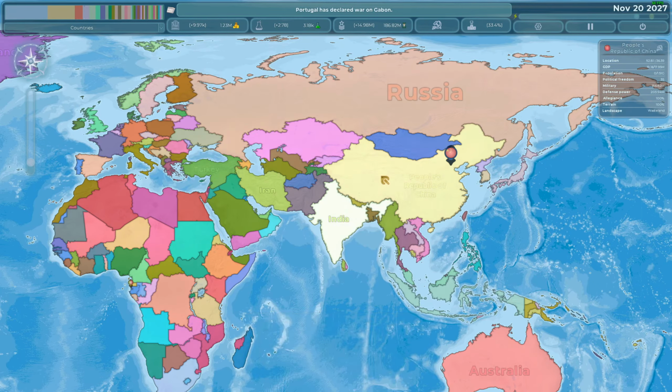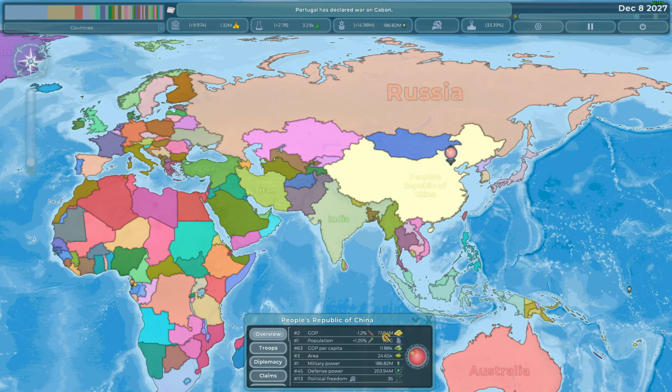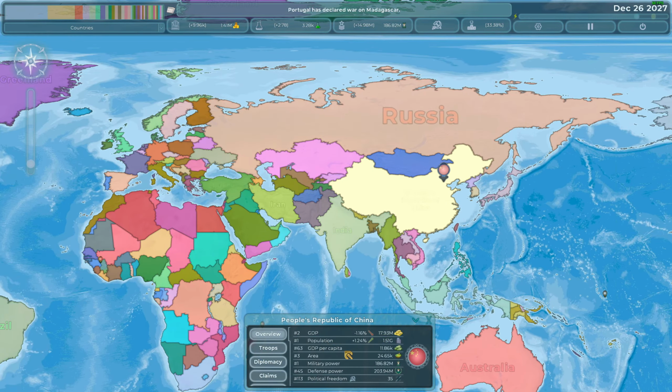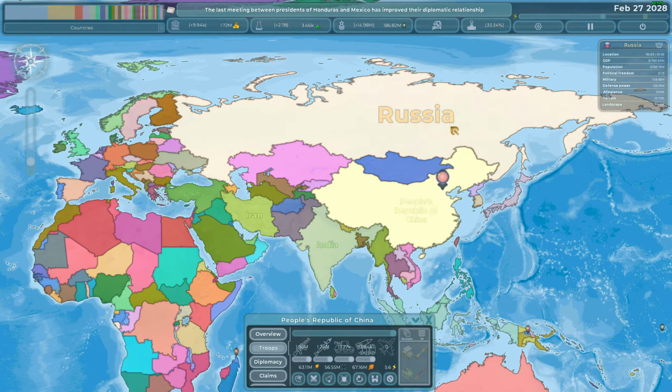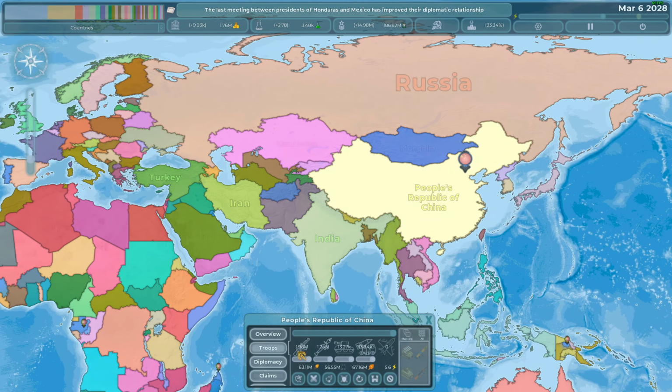Oh yeah, the UI down here. Overview just shows your general stats: GDP, population, GDP per capita, your size, your military power, your defense power, and your political freedom. This is important, especially if someone's running democracy. Troops, we explained that already. Commandos, gunners, yeah, we explained that.